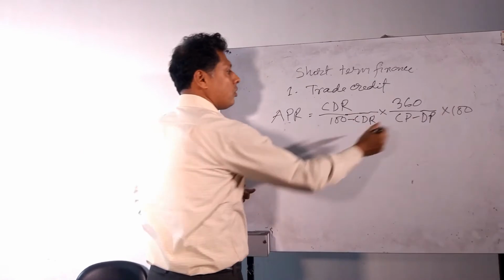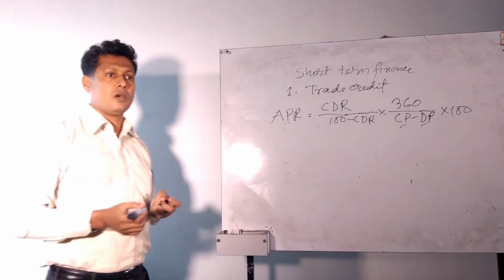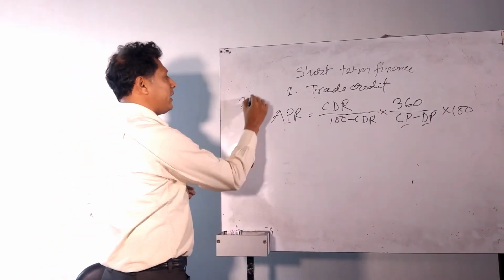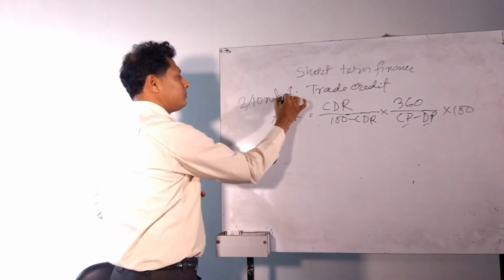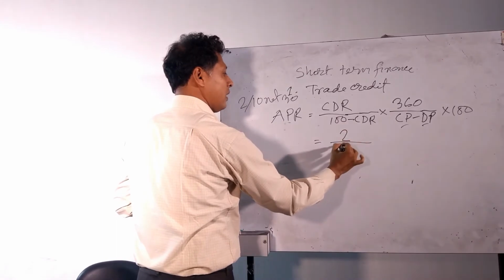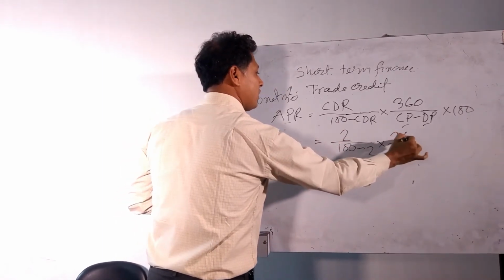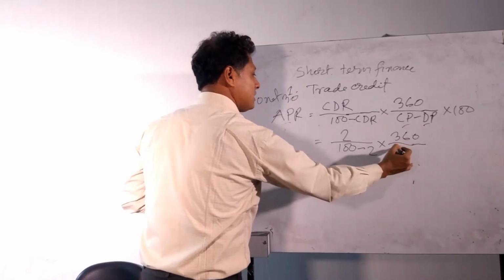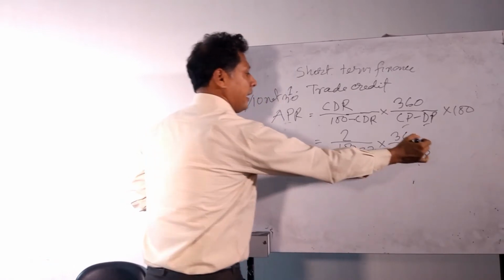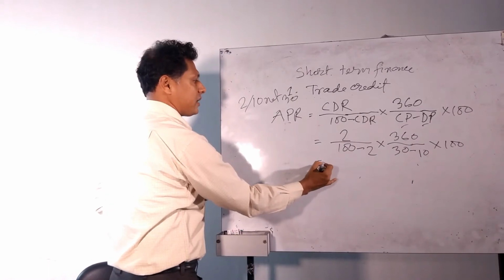Here CP is the credit period, DP is the discount period, and 100 is the percentage we get for the annual. You see, our first term was 2 by 10, net 30. The APR will be calculated here. 2 for CDR, 100 as 100, and 360 is for the whole year, the commercial year. CP is the 30 days credit period, DP is 10 days, and the final 100 is for calculating the ratio in percentage.